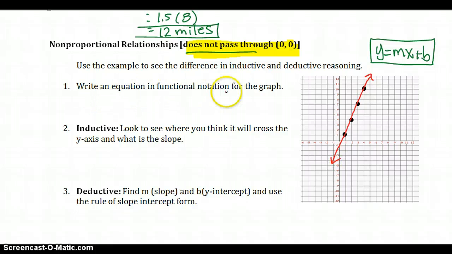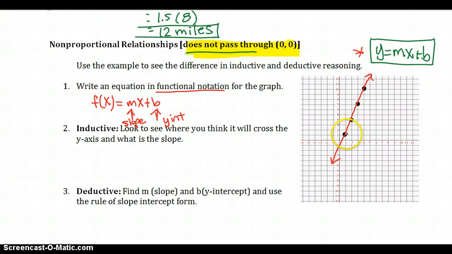But it wants me to write an equation in function notation. Over here I have slope-intercept form. Function notation just means in place of y, use the fancy language of f of x. f of x equals mx plus b. m is my slope, and b is the y-intercept, where it catches the y-axis. I can look here and see my slope is going to be rise over run, rise 3, run 1. So I'm using inductive reasoning, looking at my graph.